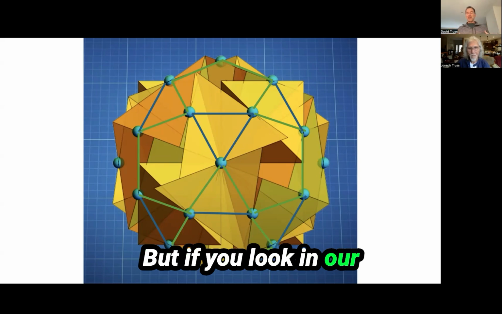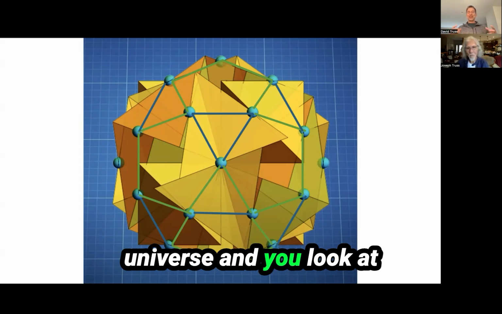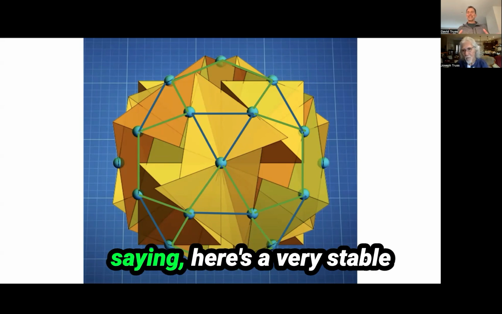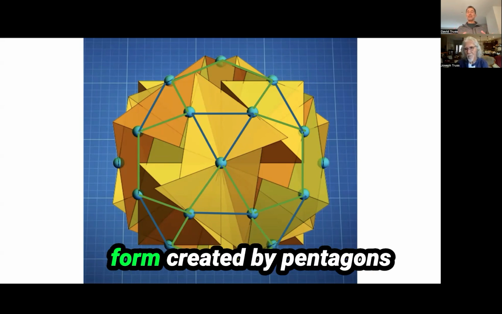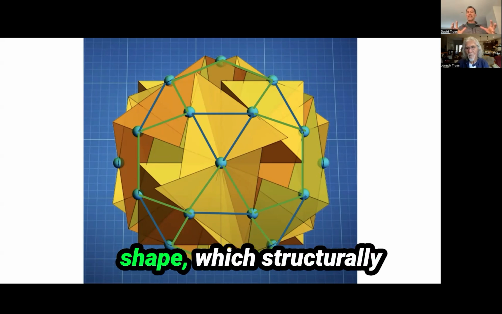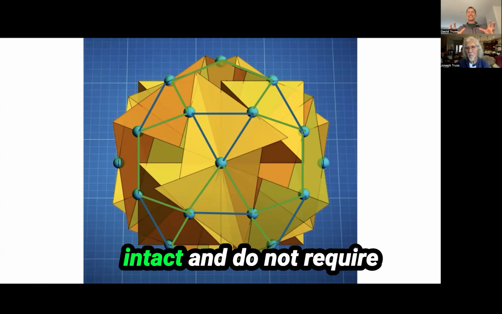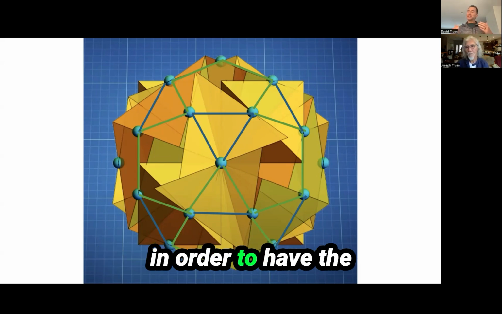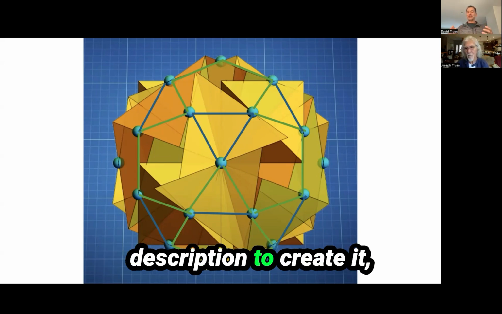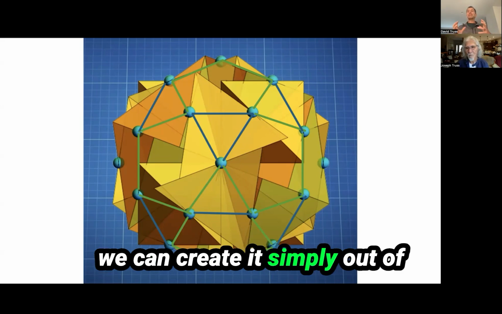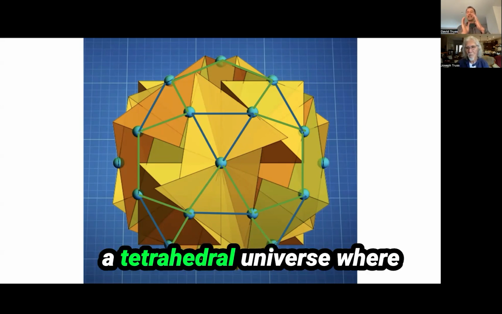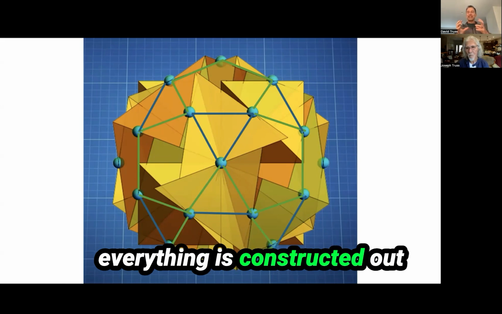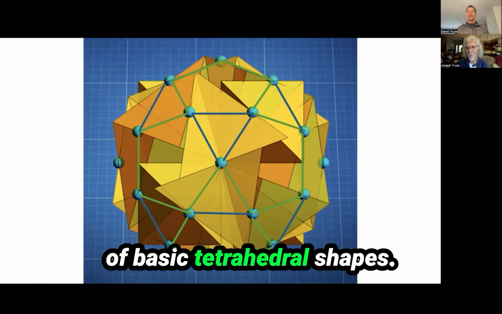But if you look in our universe and you look at a dodecahedron, you're saying, here's a very stable form created by pentagons and triangles, structurally intact, and it does not require moving from another dimension to this dimension in order to have the description to create it. We can create it simply out of a tetrahedral universe where everything is constructed out of basic tetrahedral shapes.